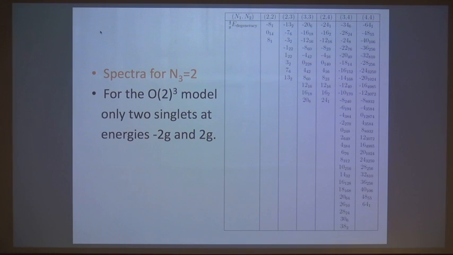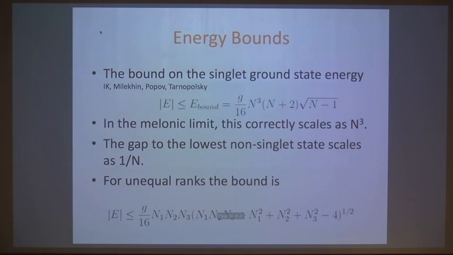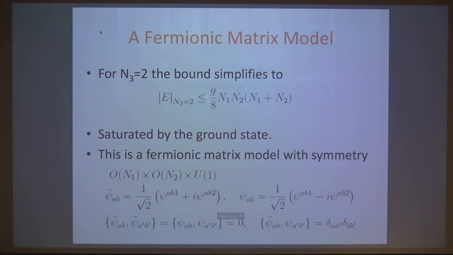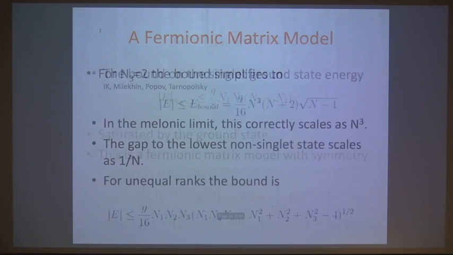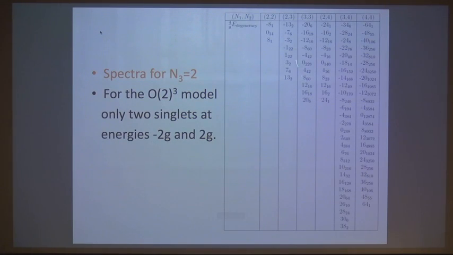When N3 is 2, you can think of this as just a kind of matrix model, right? Where you just form combinations psi AB1 plus I psi AB2, and think of this as a complex matrix, a fermionic matrix. This model turns out to be basically exactly solvable. And this manifests itself in the fact that all the energies are integers in some unit, right? You see only integers here in the spectrum. So that's clearly due to some special thing happening for matrix models.